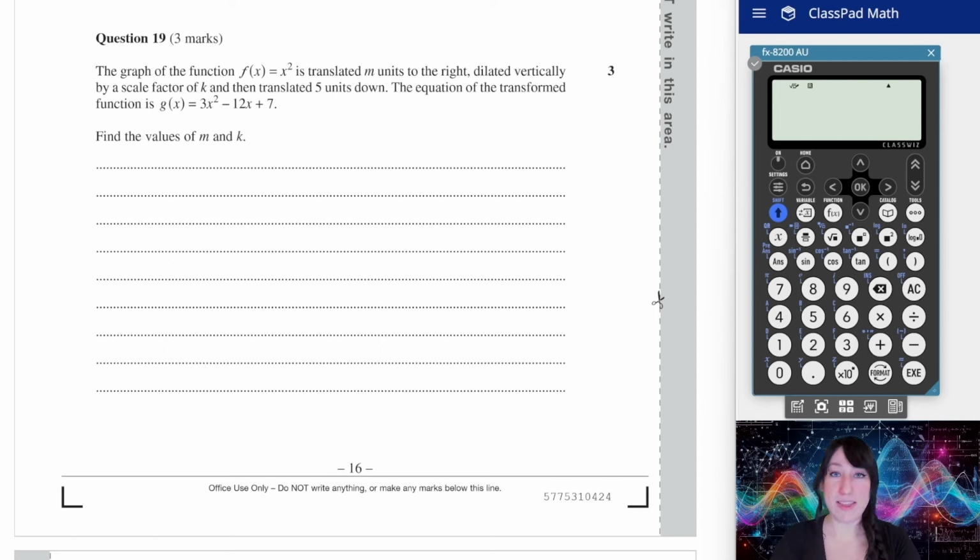So in order to identify the transformations on x squared, we'll have to use completing the square to turn this into what we sometimes call vertex form of this quadratic. First, we're going to factorize the 3 from the first 2 terms. Then we'll complete the square on the quadratic inside the bracket.